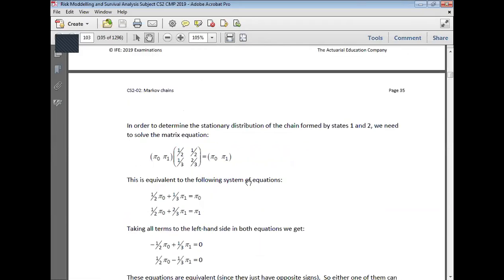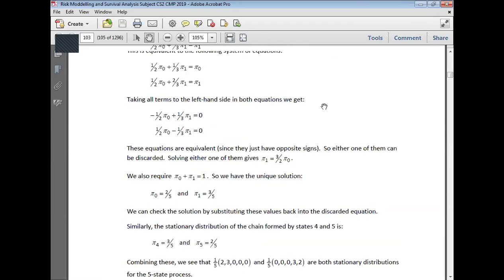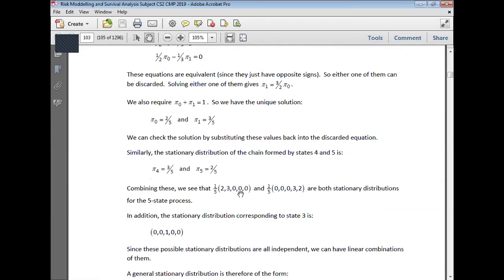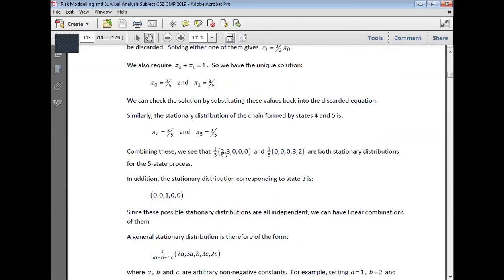Or was it for 4 and 5? Yeah, so this was for 0 and 1, and this was for 4 and 5. So you got 2 by 5 and 3 by 5 here, and you have 3 by 5 and 2 by 5 here.